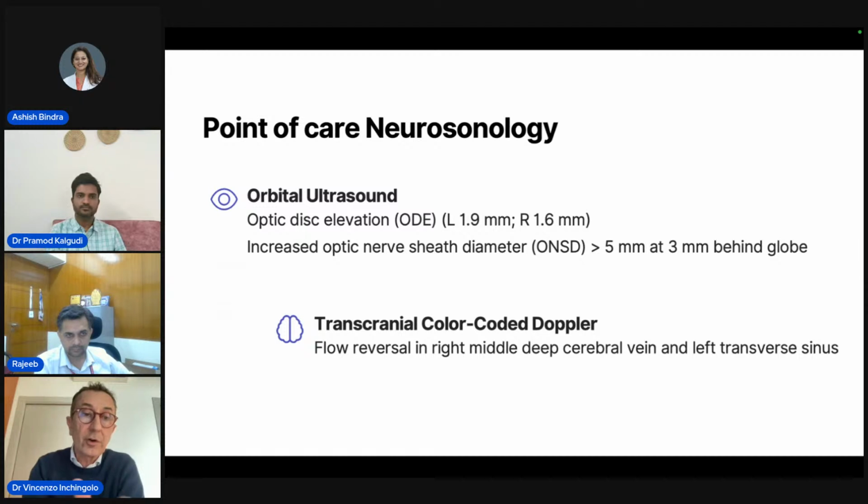The patient was admitted to our neurology department, and with point of care neurosonology in our stroke unit we were able to examine orbital ultrasound and transcranial color coded Doppler. At the orbital ultrasound, the bilateral optic disc elevation was clear, 1.9 millimeters on the left and 1.6 millimeters on the right. There was also an increase of optic nerve sheath diameter. And on TCCD, flow reversal in the left middle cerebral vein, and reversal flow direction also in the right transverse sinus.